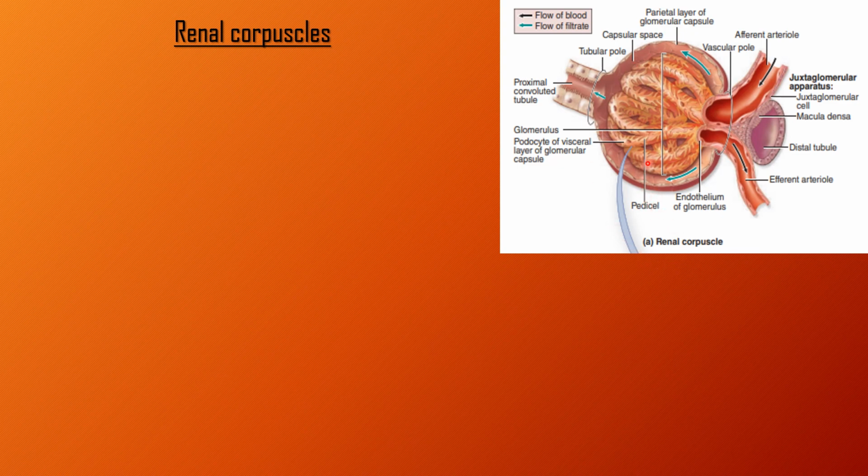So on the capillaries there are pedicels, and also podocyte cells, as we show here on the visceral layer of the glomerular capsule. This is the endothelium of the glomerulus. Where the afferent arteriole enters and the distal tubule meets it, it forms a juxtaglomerular apparatus, which is made up of the juxtaglomerular cells and macula densa cells.